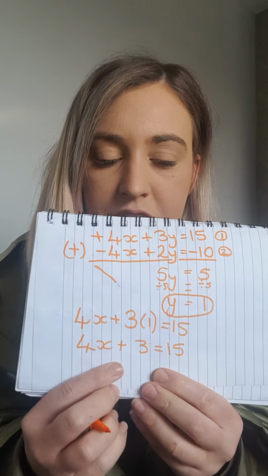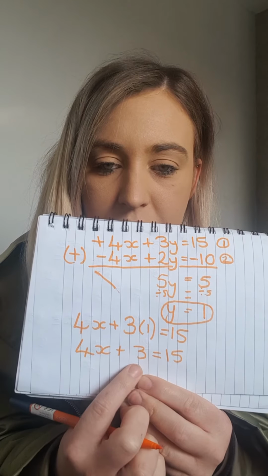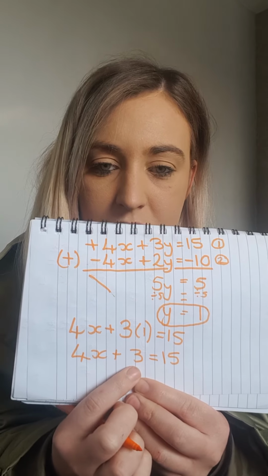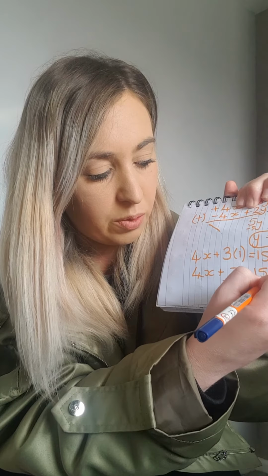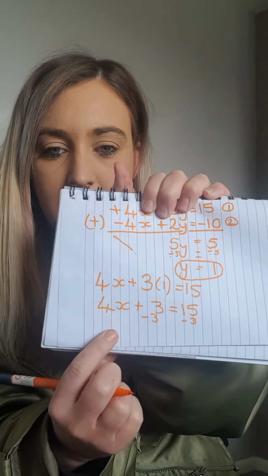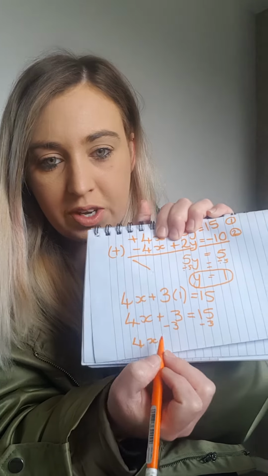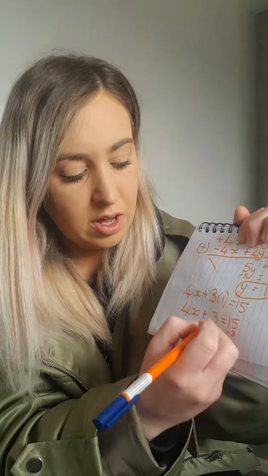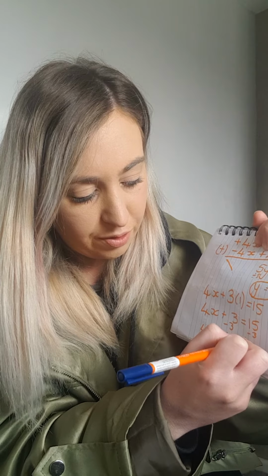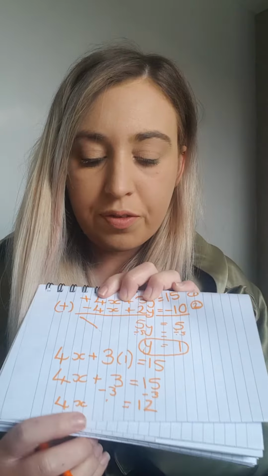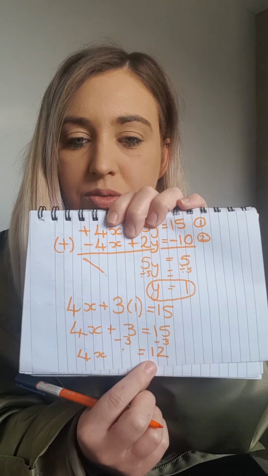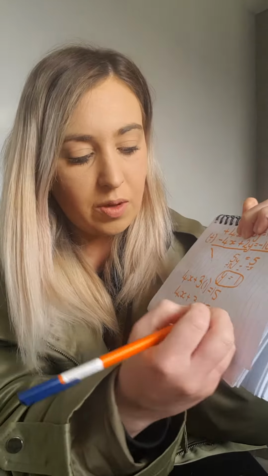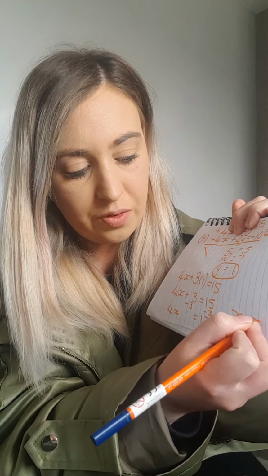Now I want to solve this equation I'm left with. So to do that, I need to get rid of this 3 first by doing the opposite to a plus 3, which is a minus 3. And remember, do the same to the other side of the equation. That is now going to leave me with just 4x on this side. Those 3's will cancel each other out, and on the other side of the equation I'm left with 12. Now I have 4x equals 12, so the final step is to think how many 4's go into 12, which is 3, so x equals 3.